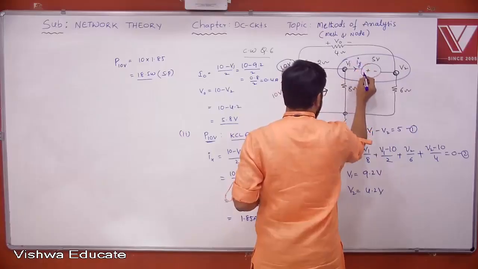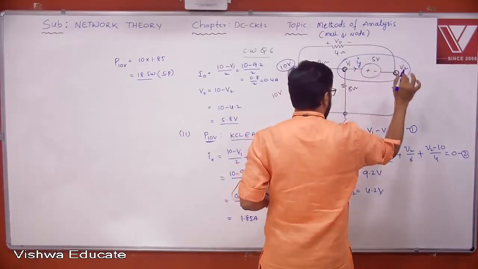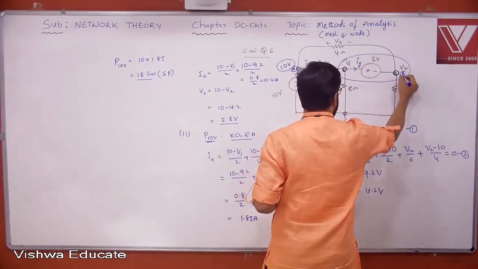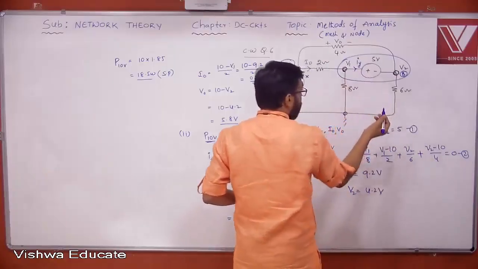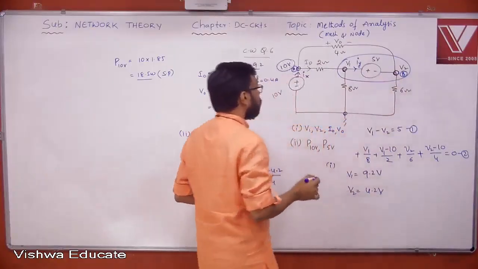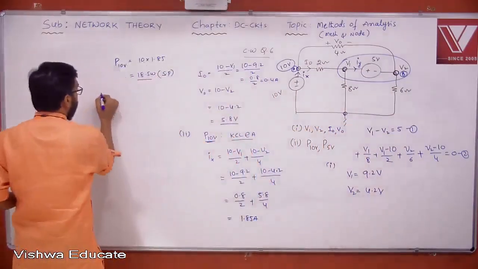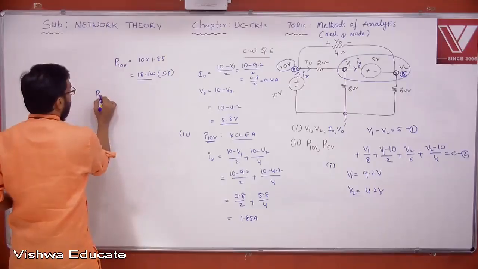Understand? Next, what about the current? Let us assume IY, because there is no resistor. You have to apply KCL. KCL at node B, let us apply. Either here or here you can apply, doesn't matter. But let me apply here. Power of 5 volts procedure.